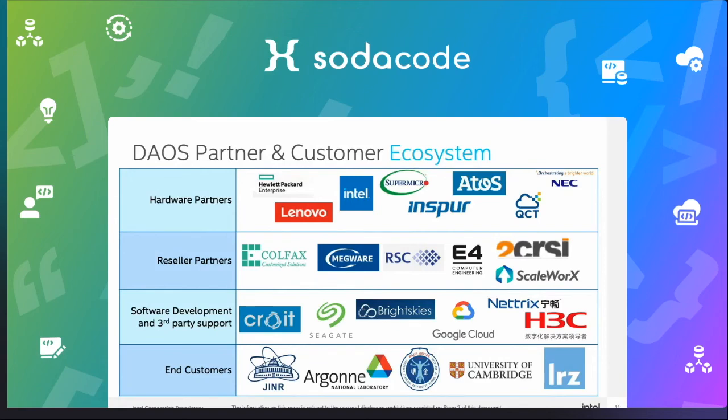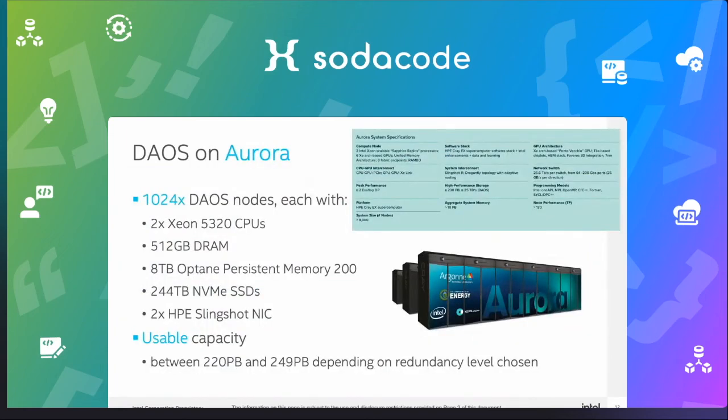In terms of deployment, DAOS is deployed at the Jeune Hospital, at JINR, and also at the University of Cambridge. We are also now working on the LRZ deployment of a 1 petabyte DAOS system, and DAOS will be the primary storage tier on the Aurora system at Argonne National Laboratory. Aurora is an exascale cluster that will be deployed at Argonne National Laboratory in the US. It is a very large-scale system with more than 9,000 nodes. DAOS will be the primary storage for the Aurora cluster.